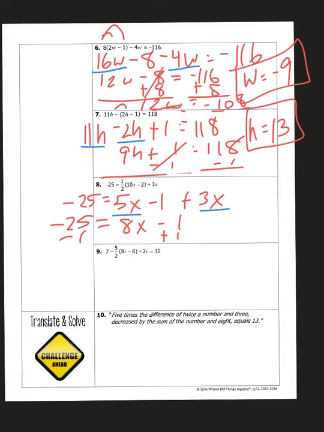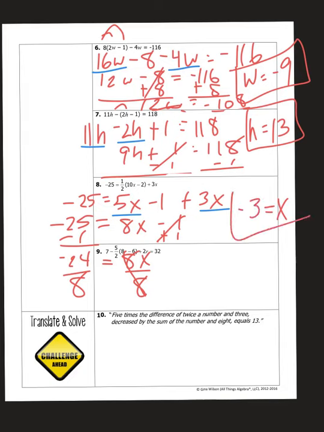Add 1 to both sides. -24 equals 8x. Divide by 8. The 8's cancel out on the right, and -24 divided by 8 equals -3.